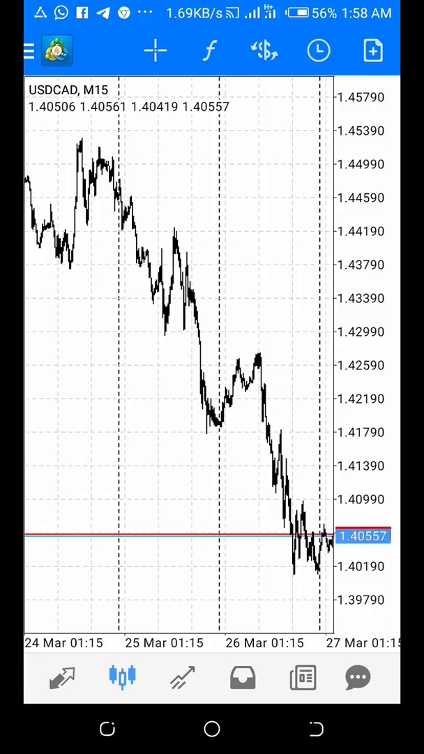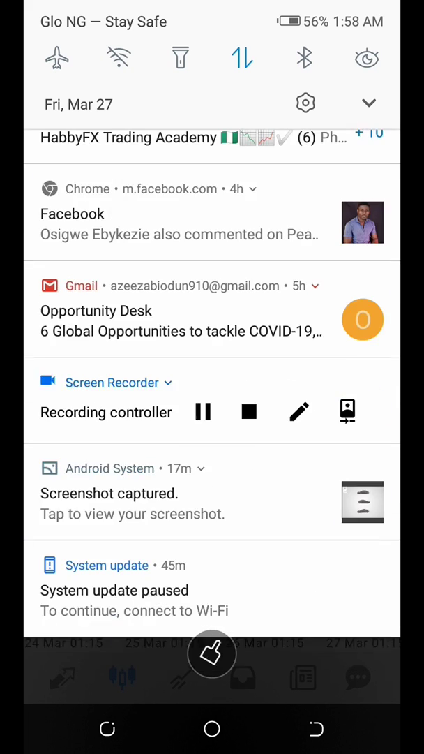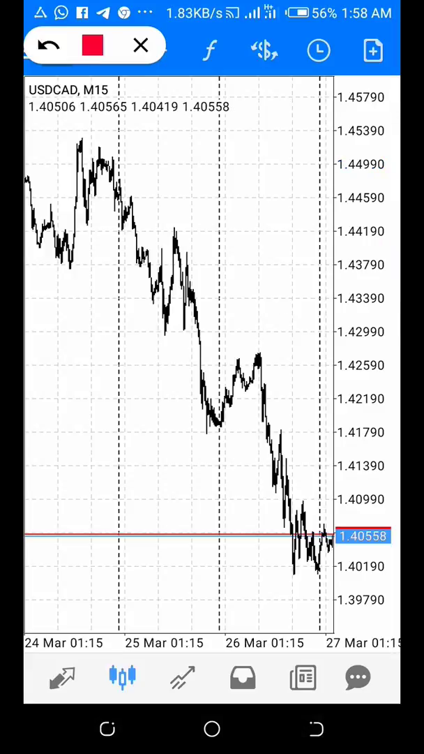Okay, let me start straight with what you are seeing here. I want to explain every icon you can see on this screen. So firstly, I'm explaining this plus icon.